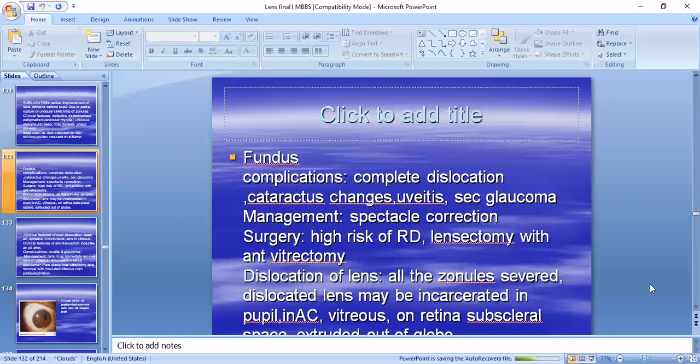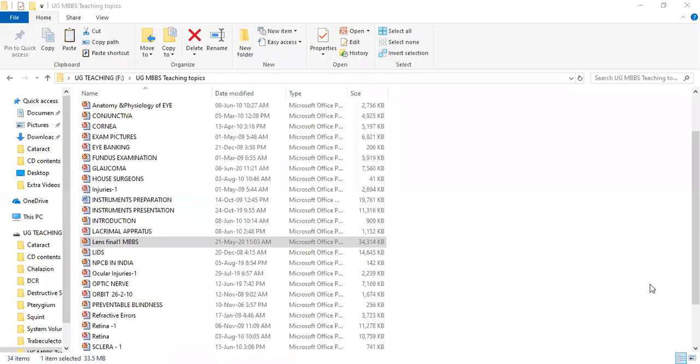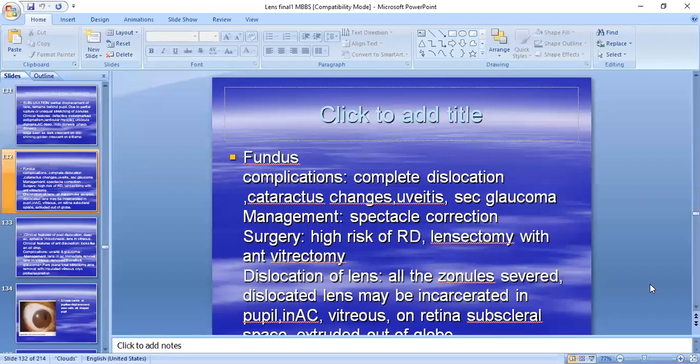So management of a subluxated lens is either with spectacle correction or surgery. When you do surgery, there is a high risk of retinal detachment. Spectacle correction is normally done through the phakic area, if the lens occupies more than 50% of the pupil, and we try to constrict the pupil, and then we do spectacle correction.